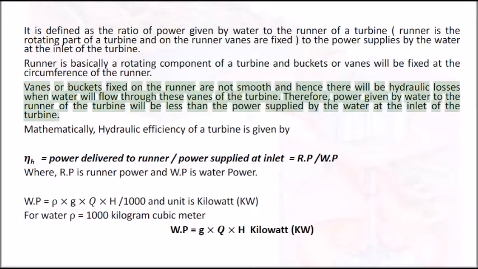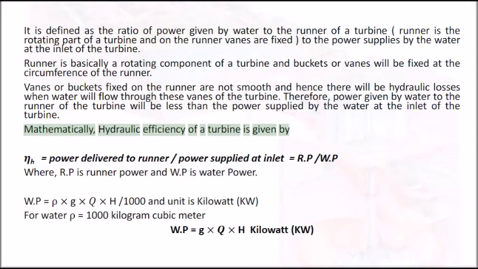Vanes or buckets fixed on the runner are not smooth, and hence there will be hydraulic losses when water flows through these vanes of the turbine. Therefore, power given by water to the runner of the turbine will be less than the power supplied by the water at the inlet of the turbine.